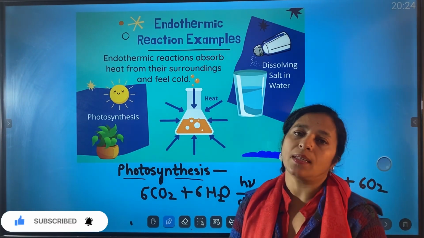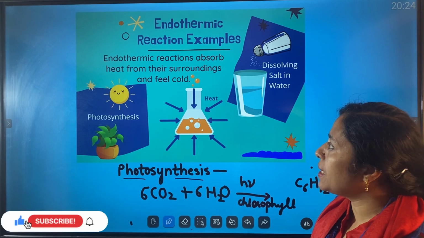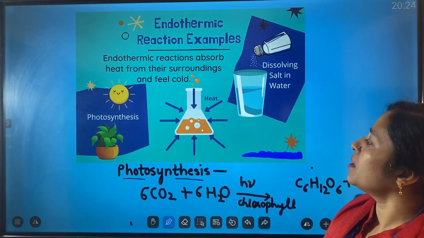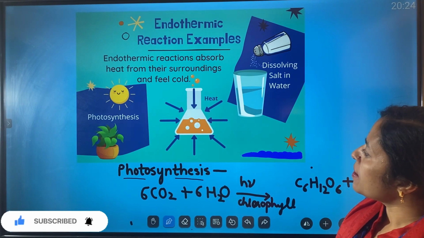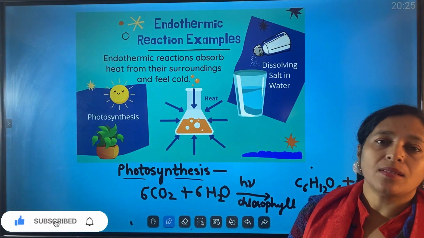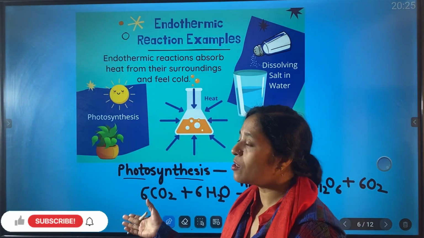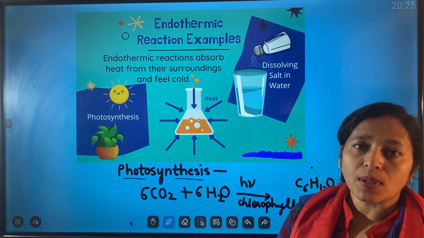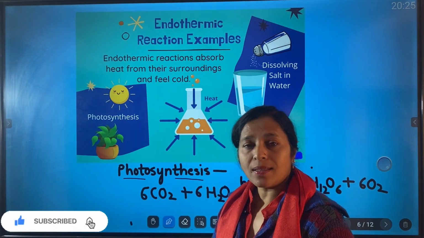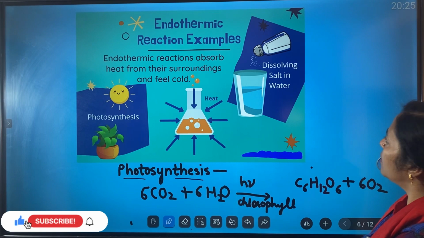Next is endothermic reaction. Endo means absorption. So any reaction in which heat is absorbed from the surroundings is an endothermic reaction. There are examples like photosynthesis. You know that plants prepare their food in the presence of sunlight. So what is sunlight? Heat. So in the presence of heat, plants prepare their food in the presence of chlorophyll. This process is photosynthesis. In this process, heat is absorbed. So it is an endothermic reaction.